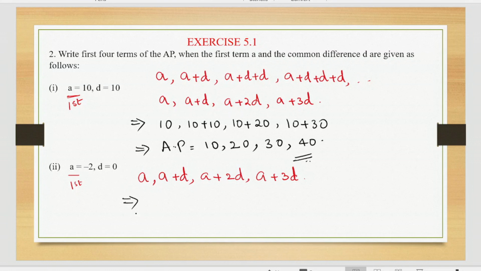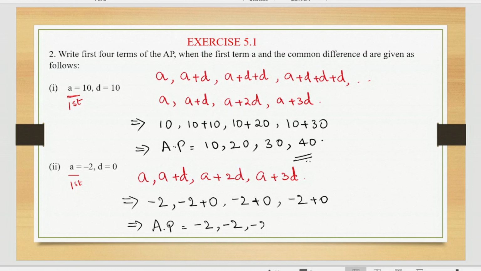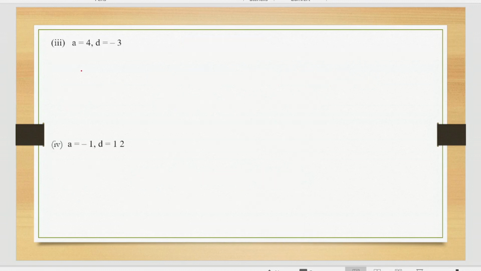Let us substitute. A is minus 2. Here A is minus 2 plus D is 0. The third term is A is minus 2 plus 2 into the common difference, which is 0. And the fourth term is minus 2 plus 0. So the final 4 terms of the AP are minus 2, minus 2, minus 2 and minus 2. Clear? Let us see the next question.